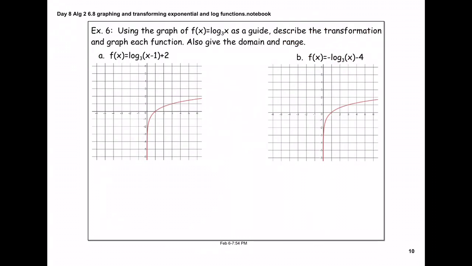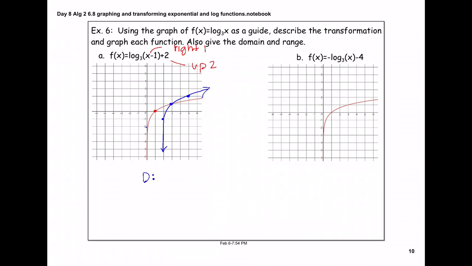So if we use f of x equals log with the base 3 of x as a guide and we describe our transformation, this 1 inside here would mean it moves right 1. This 2 would mean up 2. So if we find some points on our graph and we move up 1, right 2, we can graph our new function. So it would be approaching 2 but not crossing it.